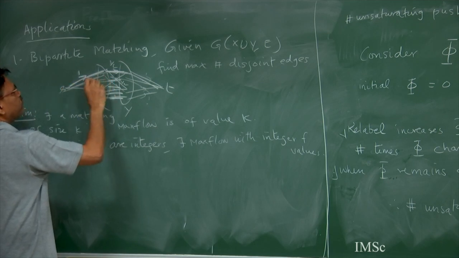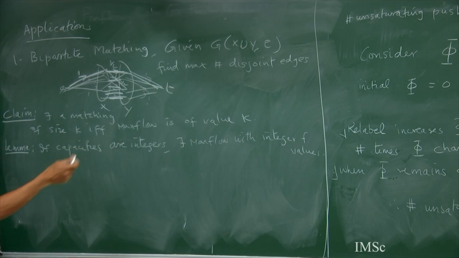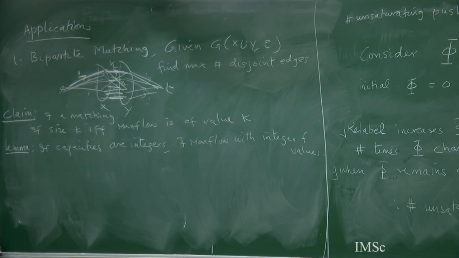So this may be part of the max flow, but if there is such a thing, I can always obtain a max flow where all the flow values are actually 1 or 0, right? So now you pick up edges in this part which have flow 1. The claim is that they form a matching of size k, right?